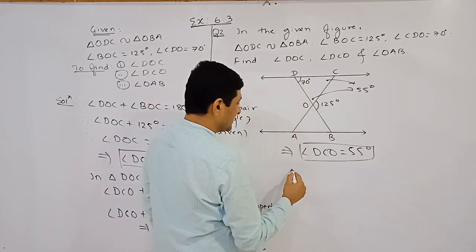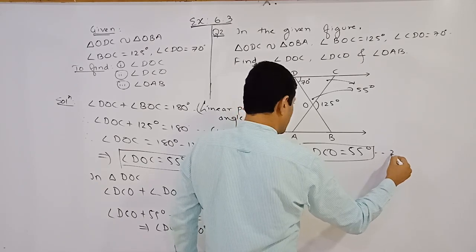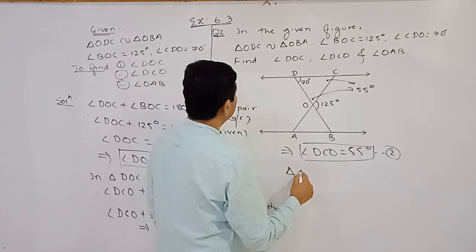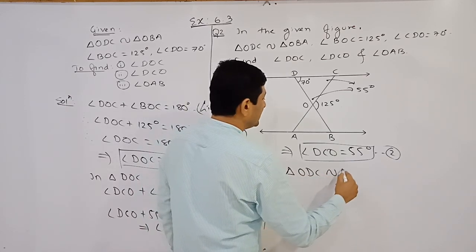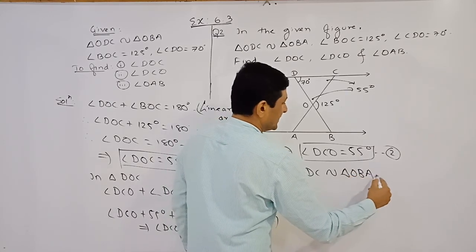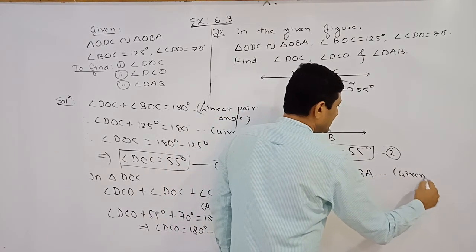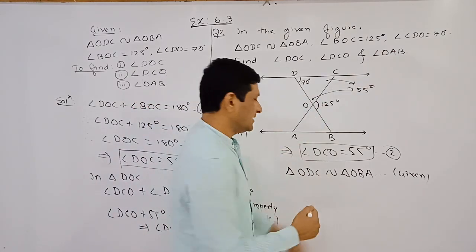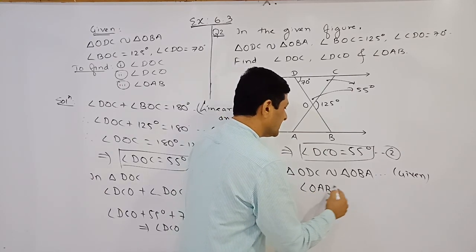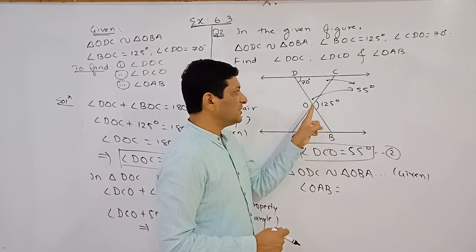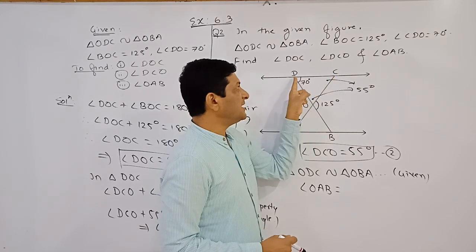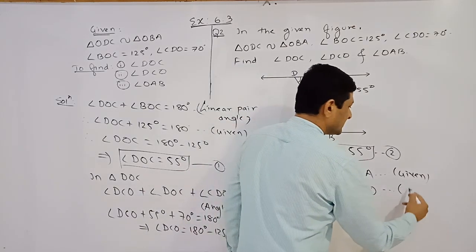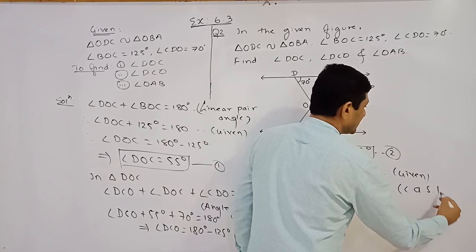Let us denote it by equation number 2 and the earlier value by equation number 1. Now it is given to us that triangle ODC is similar to triangle OBA. Since these two triangles are similar, corresponding angles are equal. So the required angle OAB is equal to angle OCD, or DCO. The reason is corresponding angles of similar triangles.